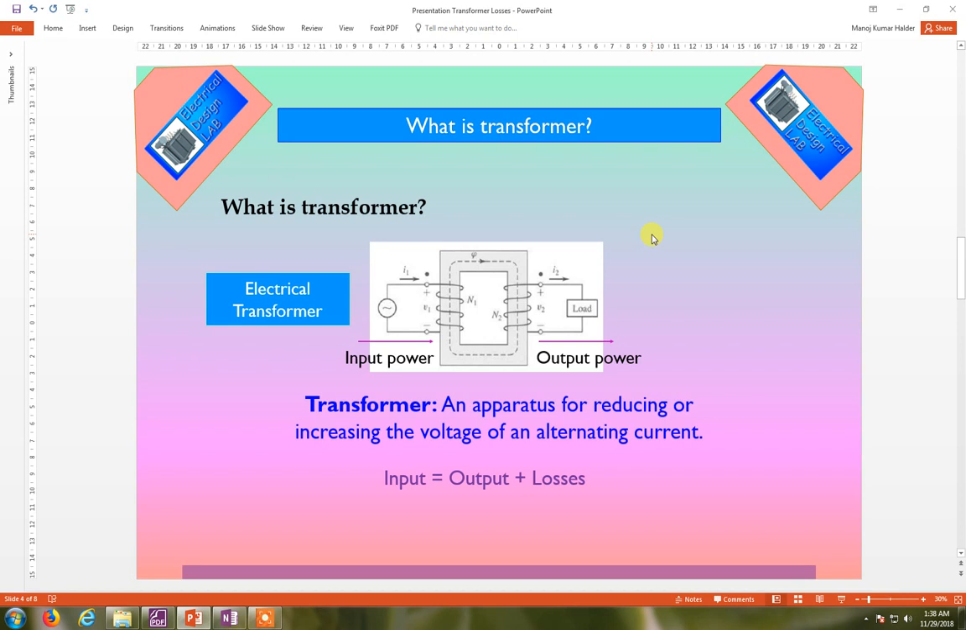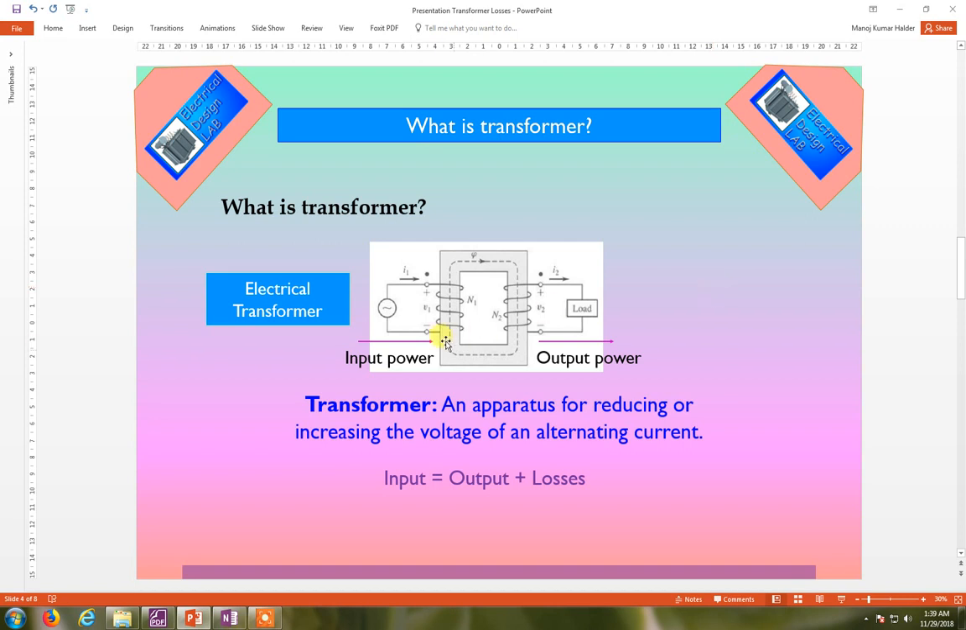So what is a transformer? It's an apparatus, only an apparatus, for reducing or increasing the voltage of an alternating current. Why do we use this apparatus? To change the value of voltage or the value of current according to our desire. Understand? So what is a transformer? A transformer is an apparatus which can transfer power from the input circuit to the output circuit.